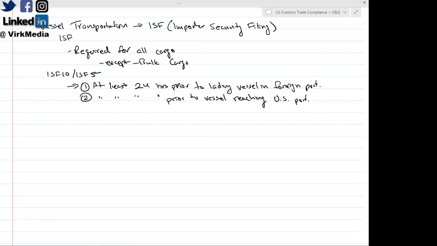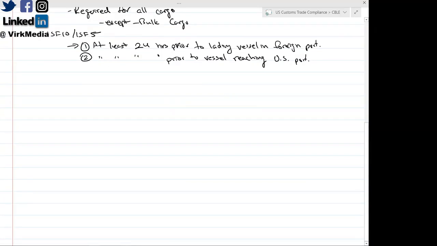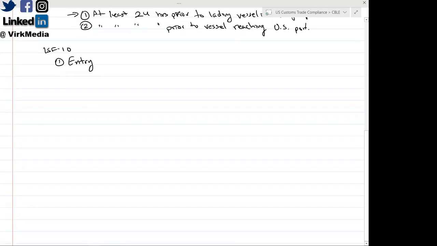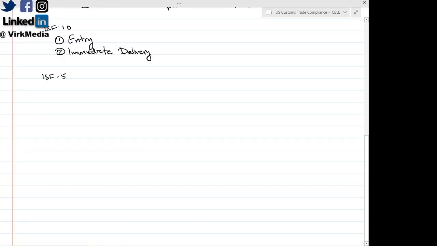So when do you file ISF 10 versus ISF 5? ISF 10 is filed in two situations. The first one is when you plan to do an entry into the US. The second is when you plan to do an immediate delivery into the US. ISF 5 is filed in three situations, but we'll talk about two right now.